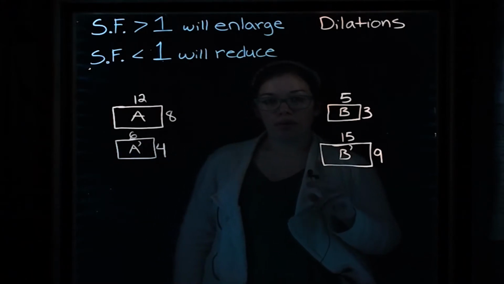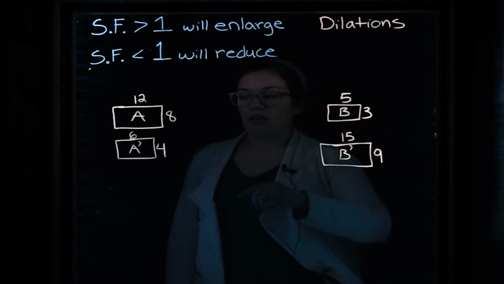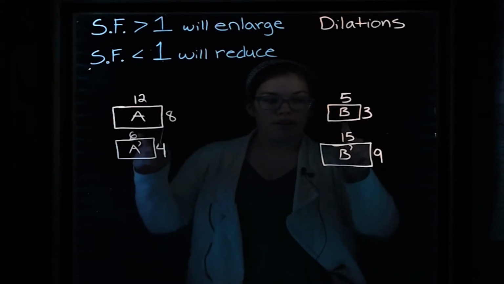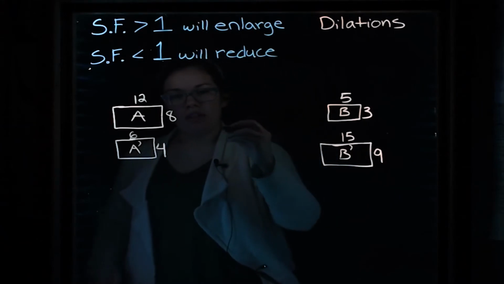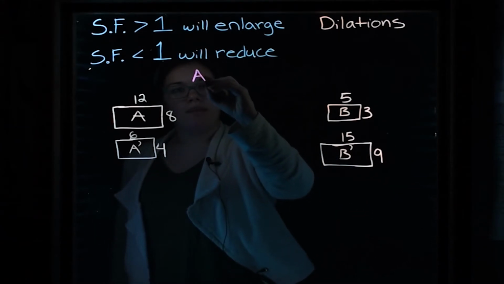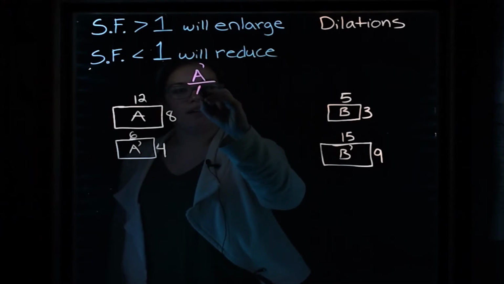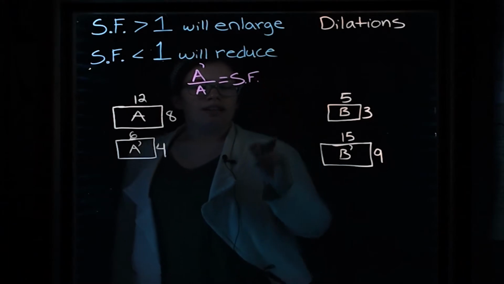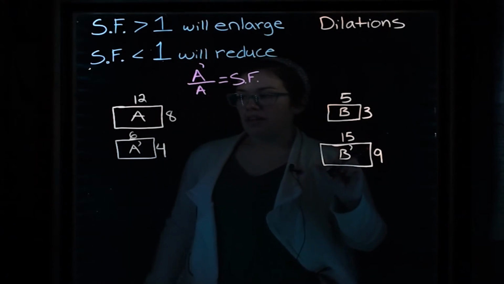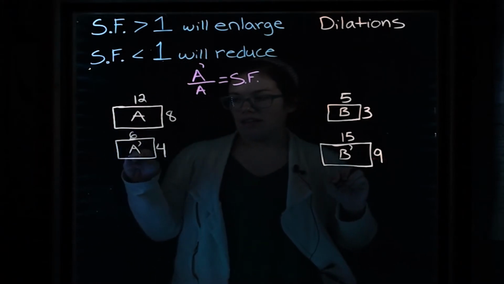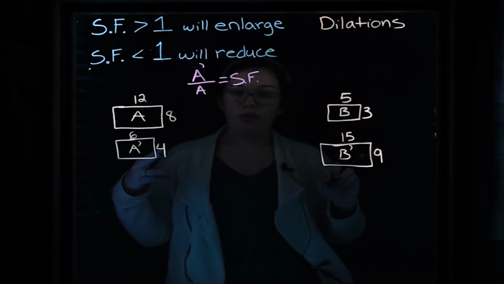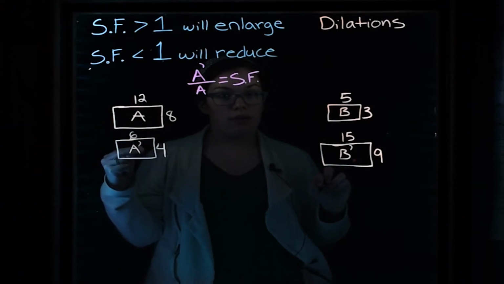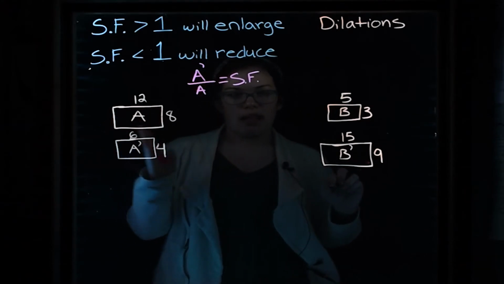Now the really important part is that you divide your prime by your original. That's why it's so important to always have your symbols. So it will look like this. A prime divided by A. And that will give me my scale factor. Now the other really important part about this is make sure you do the corresponding sides. So if you're going to do the length with A, make sure it's the length with the A prime. And same with the opposite.